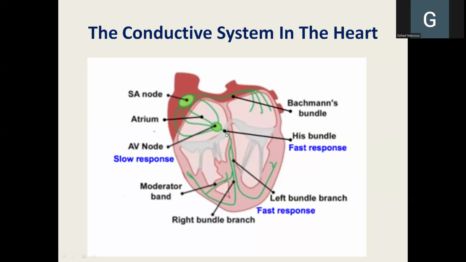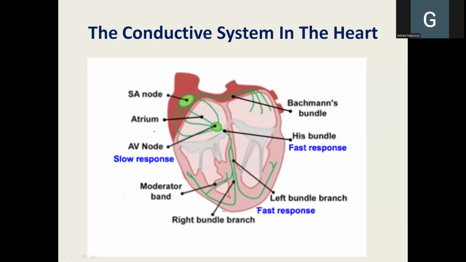The His bundle is important because after the AV node makes sure that the ventricles will not contract at the same time as the atria, the bundle of His will rapidly conduct the impulses to the ventricles. Its two branches, the right branch and the left branch of the bundle of His, will also transfer the impulses rapidly to the right and left ventricle almost simultaneously, in order to allow efficient contraction and efficient pumping of the ventricles.